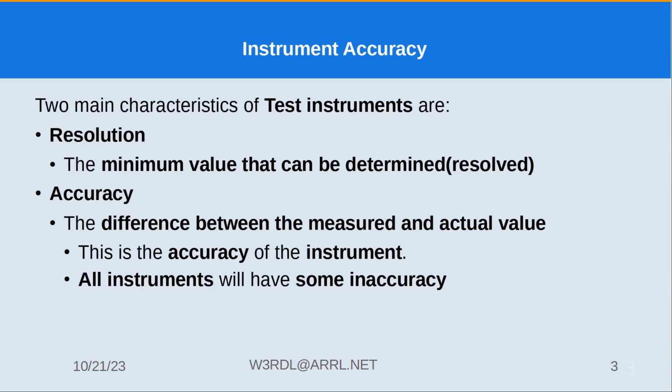And the accuracy we define as the difference between the measured and the actual value. So if you measure a standard and you come up with a reading, the difference between your measurement and what that standard is, and I'm talking mechanical things, but similar to electrical, is the accuracy. And they usually do it in parts per million.